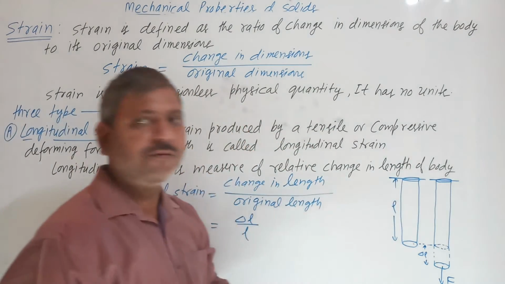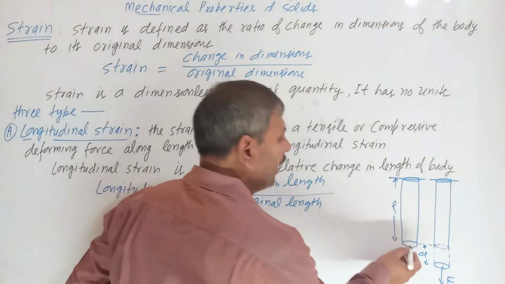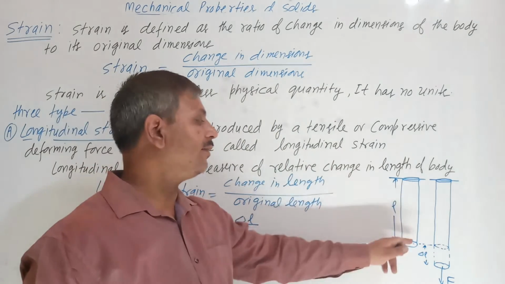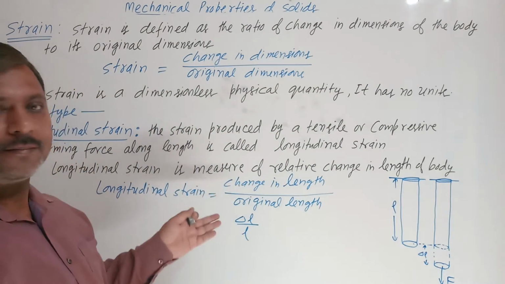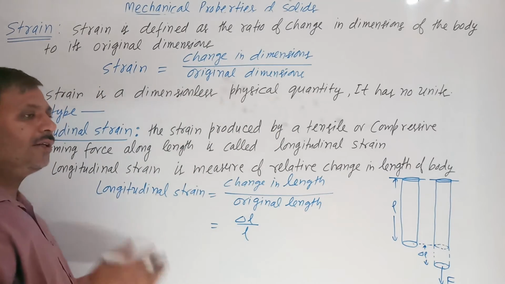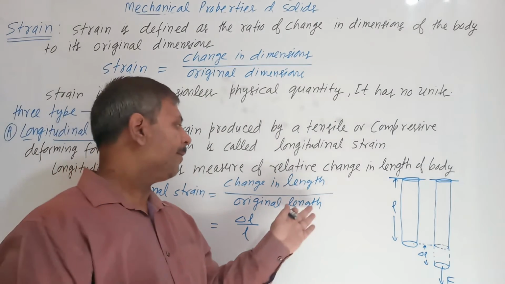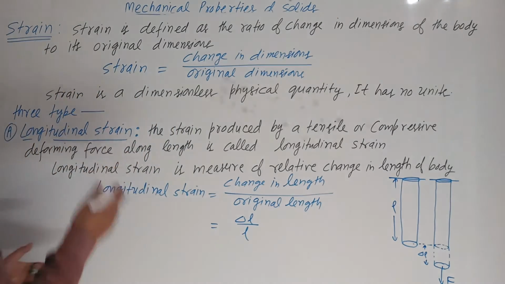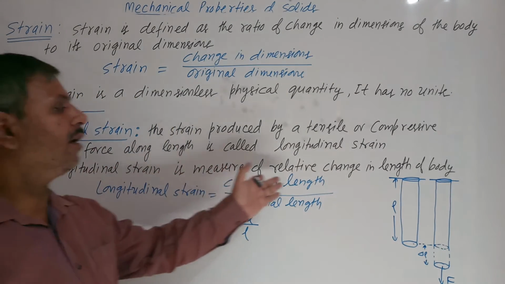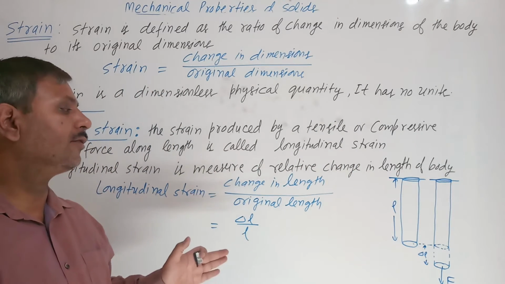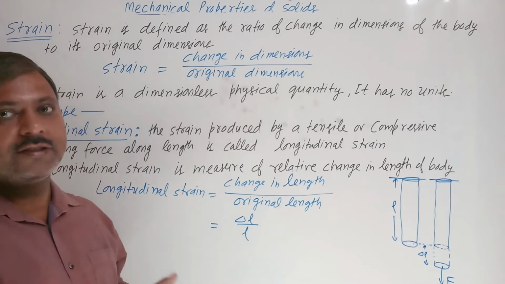Suppose one wire is here and I have applied a force, so there is a change in length del L, and the original length is L. So del L upon L will be the longitudinal strain. Longitudinal strain is the ratio of change in length to original length, or you can say it is a measure of relative change in length of a body.